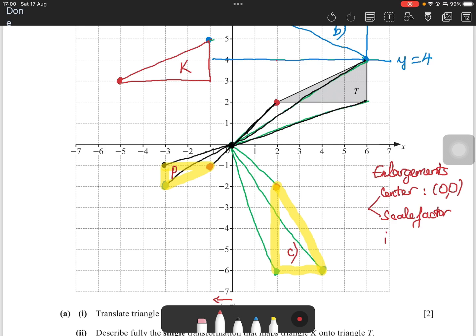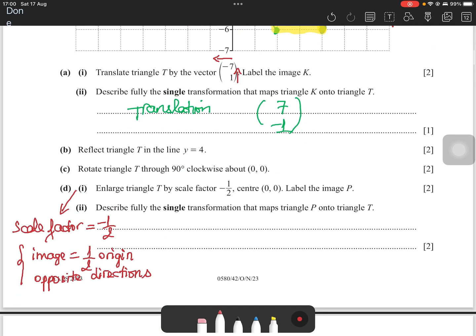You see that T is twice of P. The image T is twice of the original. And they are also in opposite directions. If they are in opposite directions, then we say that the scale factor is -2. So for question D2, we say that the transformation is enlargement.